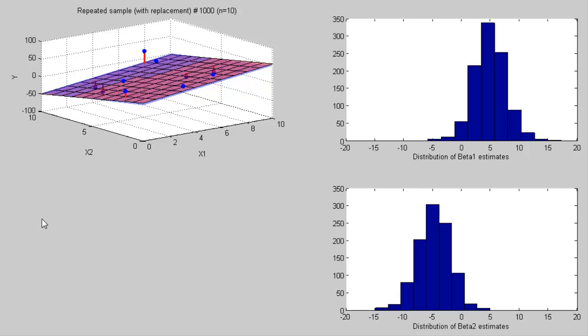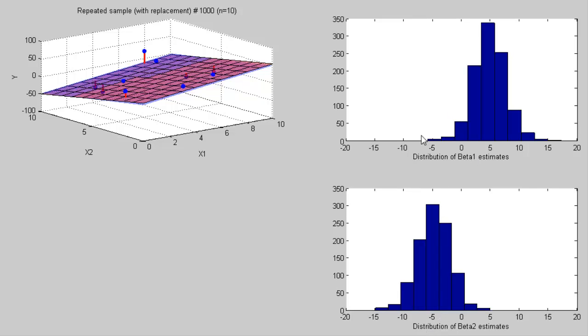It was y equals 2 plus 5x1. That 5 is the beta 1 value. And so you can see that our estimation procedure on average is giving us the right answer. And the same is true for the beta 2 estimate. The average estimate for beta 2 is minus 5.